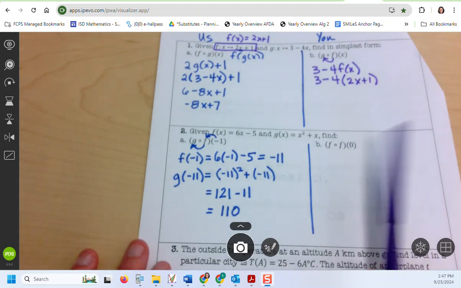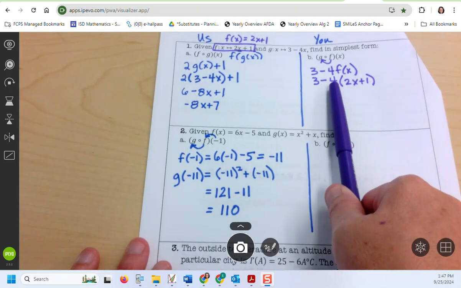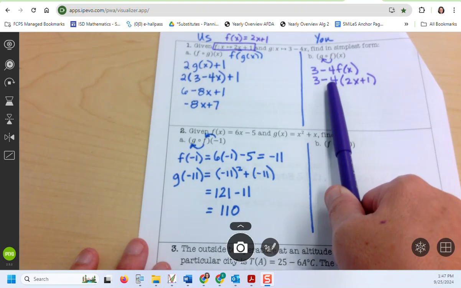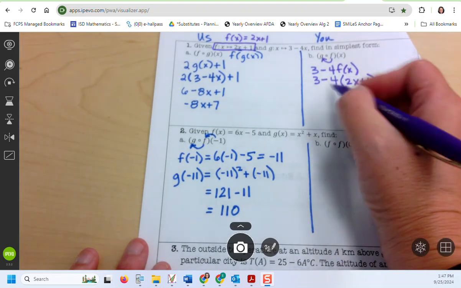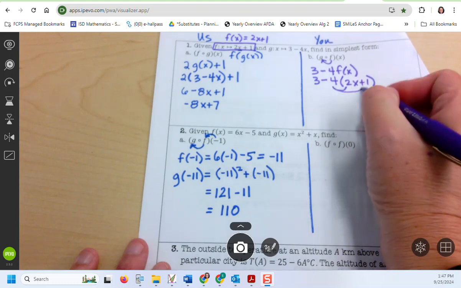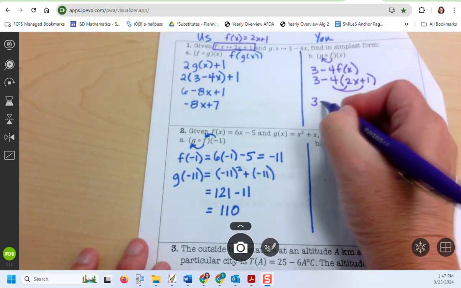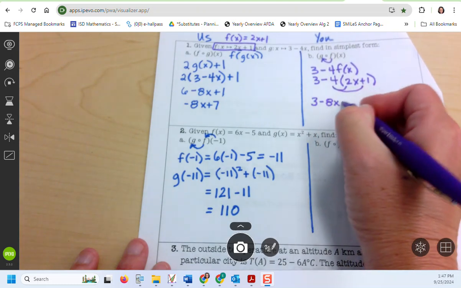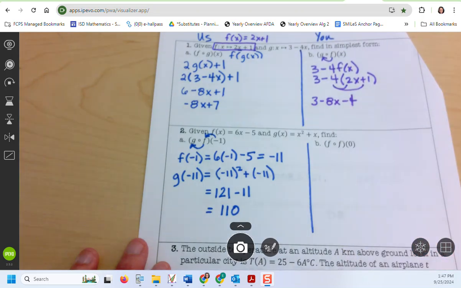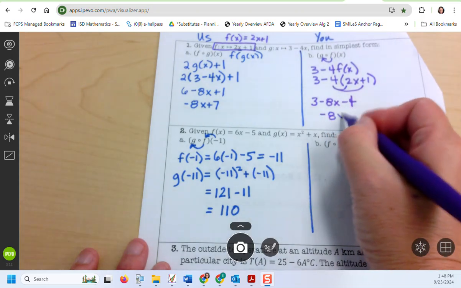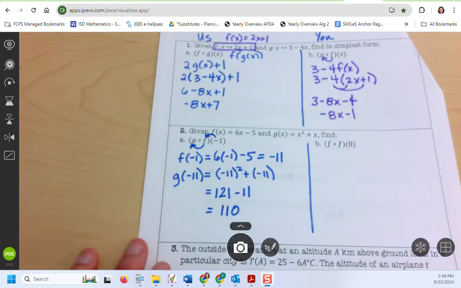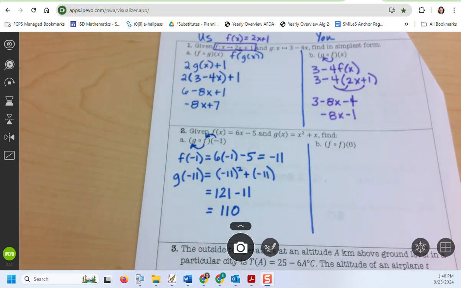A common mistake then is to subtract these two numbers, but order of operations tells us that multiply comes before subtract, okay? So you're going to take the negative 4 and distribute it. So I have 3 minus 8x and then minus 4. And then you can combine your like terms. What questions do you have? You're good?